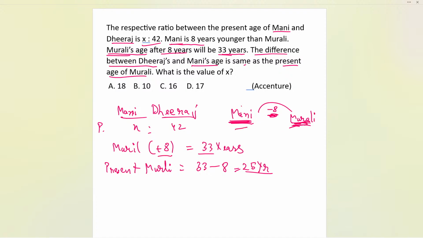So can I find Money's age? Yes. The present age of Money, let us write over here. Just subtract 25 minus 8. It will be 16, I guess. Yeah, 17. Okay, 17 years. Now we have the present age of Money, so let us apply the condition: the difference between Dheeraj's age and Money's age.